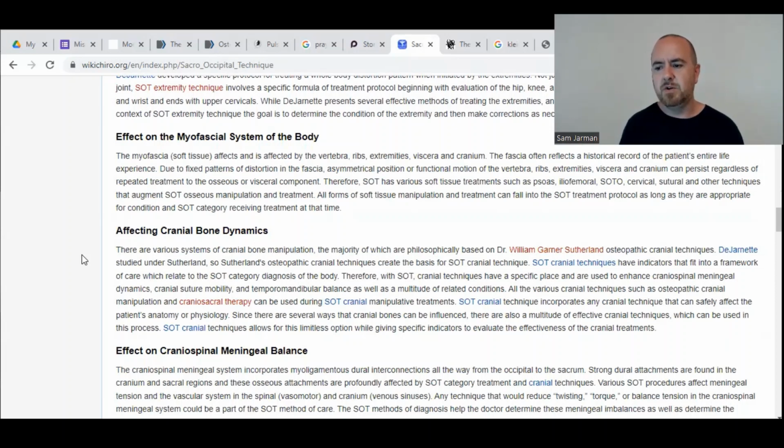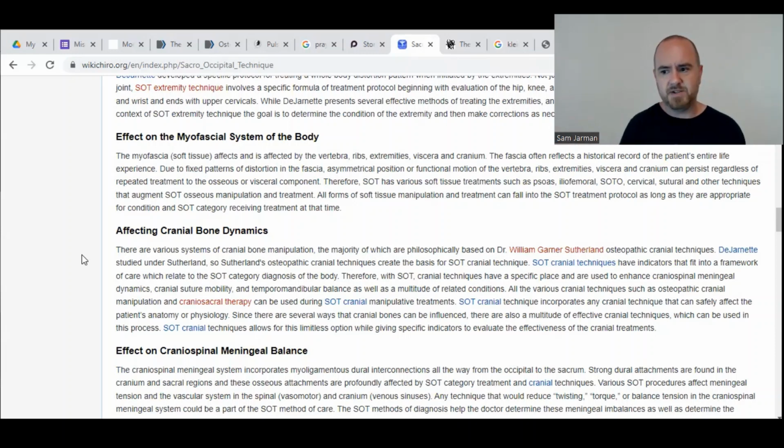There are various systems of cranial bone manipulation, the majority of which are philosophically based on Dr. William Gardner Sutherland's osteopathic cranial techniques. Dejarnette studied under Sutherland, so Sutherland's osteopathic cranial techniques create the basis for SOT cranial technique. SOT cranial techniques have indicators that fit into a framework of care, which relate to the SOT category diagnosis of the body. Therefore, SOT cranial techniques have a specific place and are used to enhance craniospinal and meningeal dynamics, cranial sutural mobility, blah, blah, blah.